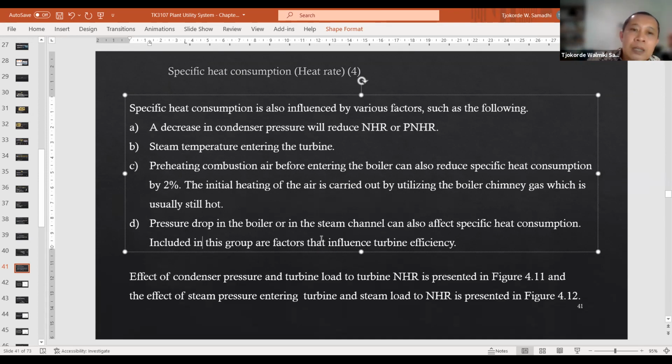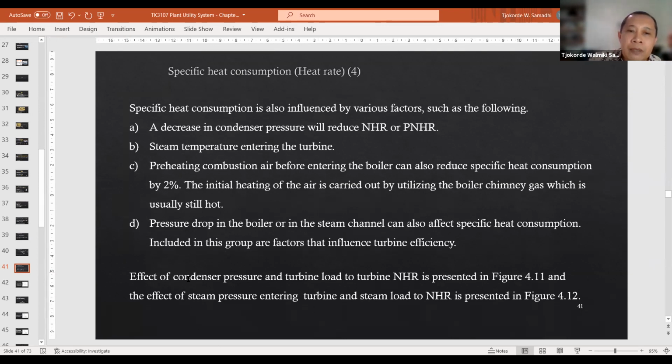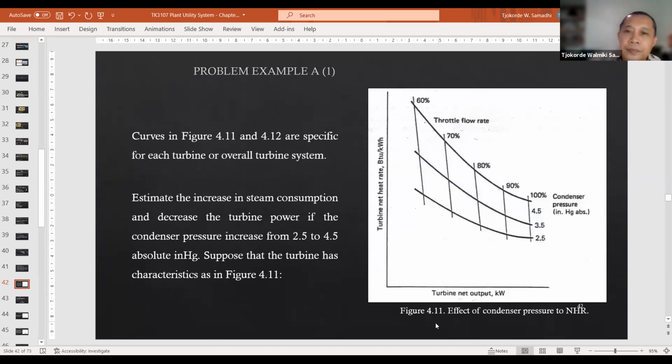Because any pressure drop will have to be compensated by extra power from the turbine. And you can see more about this effect of condenser pressure and turbine load to turbine NHR, and also steam pressure to NHR. There you go.